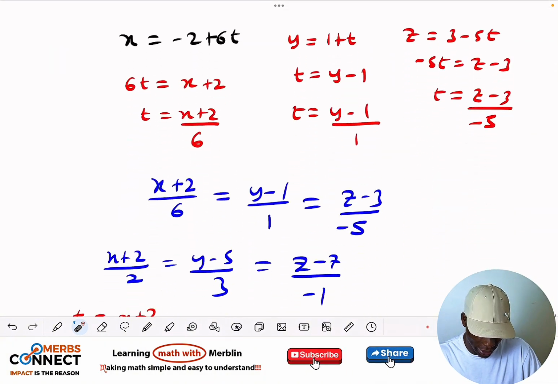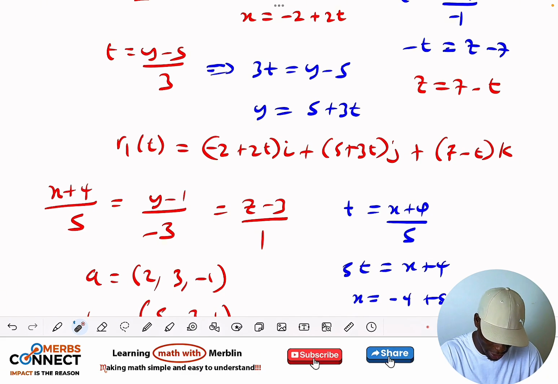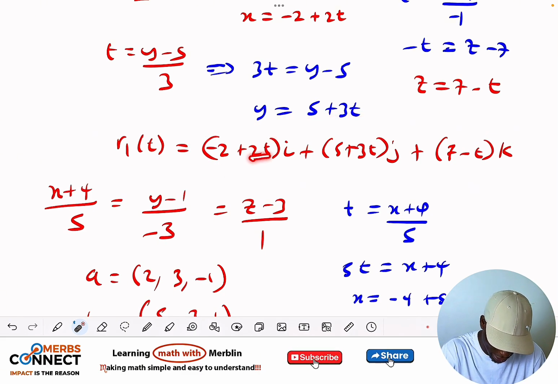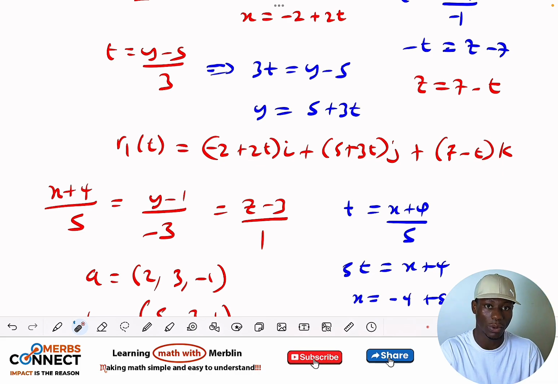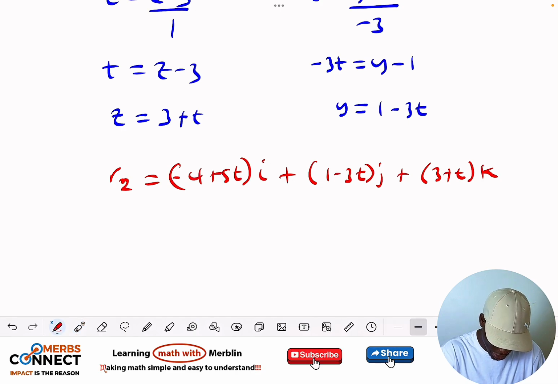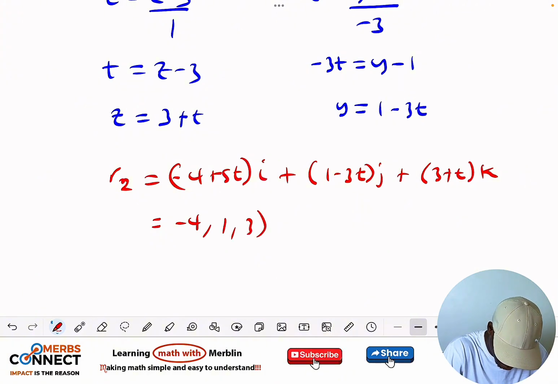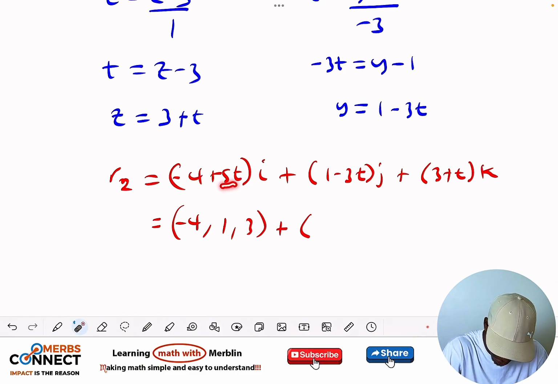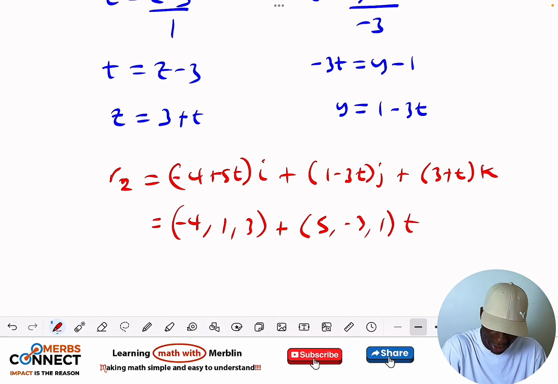So when I come to this equation here, the one with t is going to be this, this, and that. I'm just reforming the equation again, right? For example, let me reform this one again. This one can be written as minus 4, comma 1, comma 3. So I'm just picking the one without t, sorry. Then plus the one with t, which is 5, minus 3, and 1. So 5, minus 3 and 1 is going with t, and is going with ijk. So that's basically what we just need.